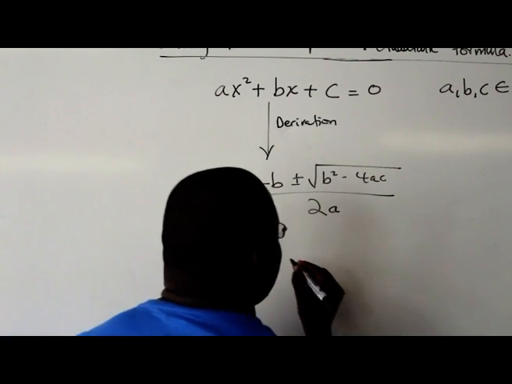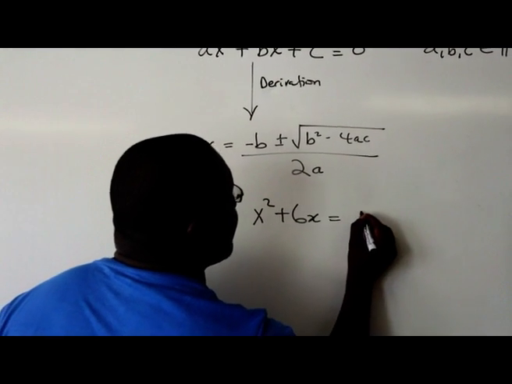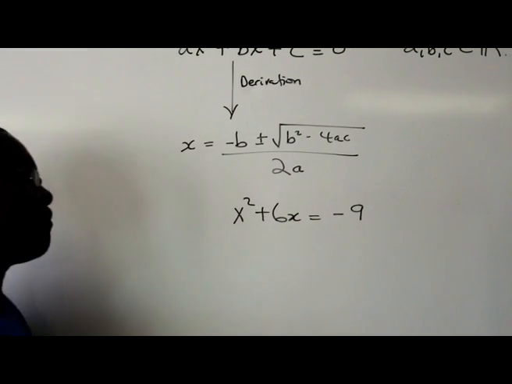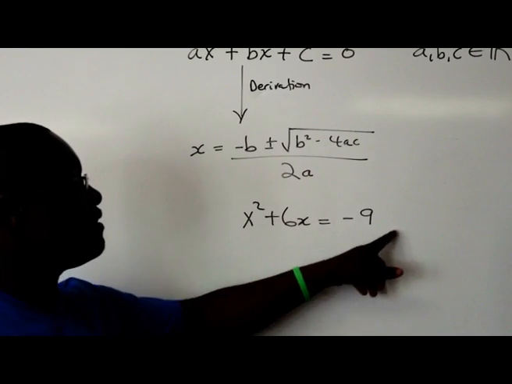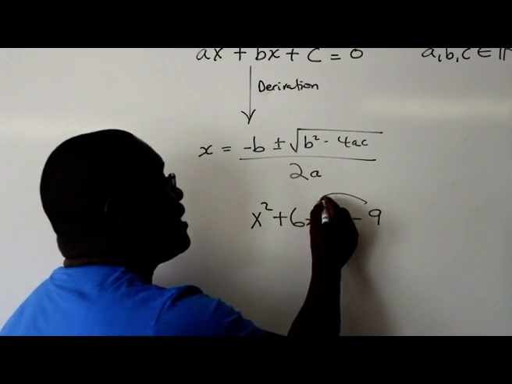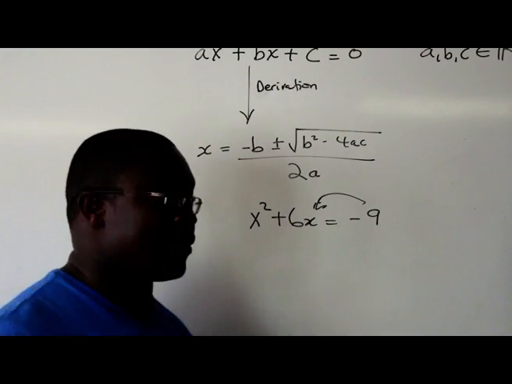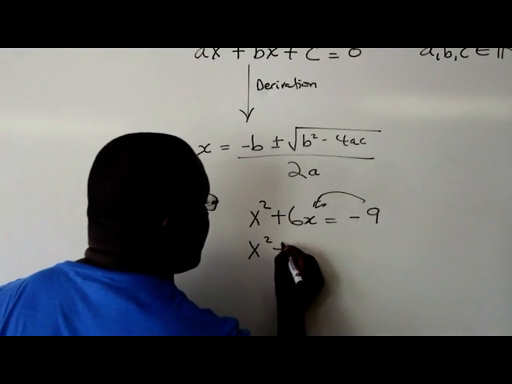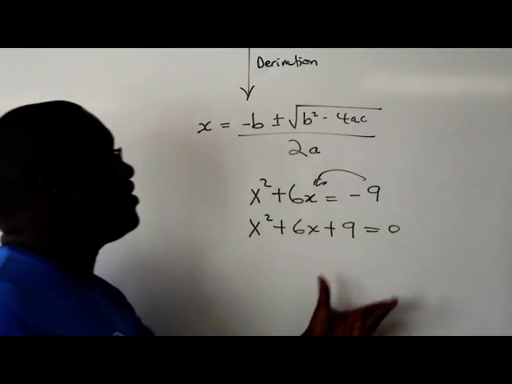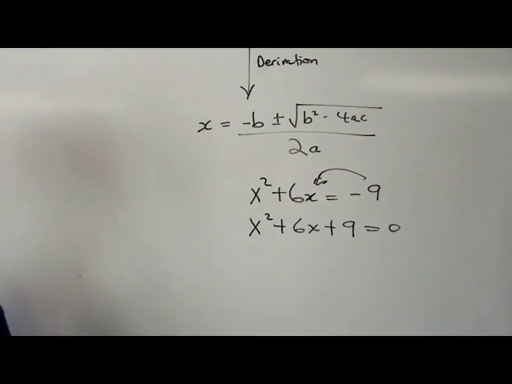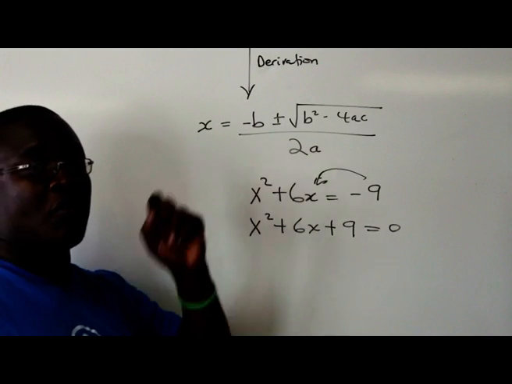For example, let's say we have x squared plus 6x is equal to negative 9. In this case, what you have to first do is take the 9 to the other side, so that the right hand side is equal to 0. So it would be x squared plus 6x plus 9 equal to 0. Now once you've done this, you're able to substitute in the given formula.